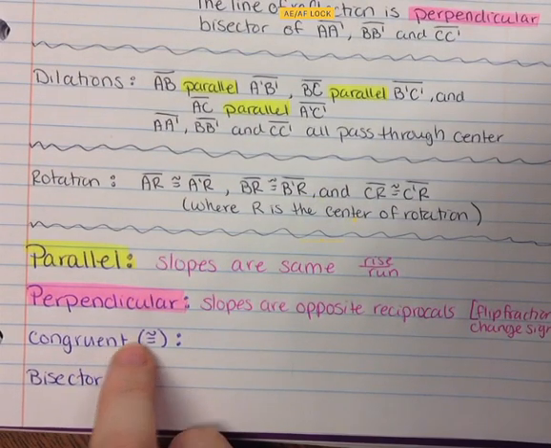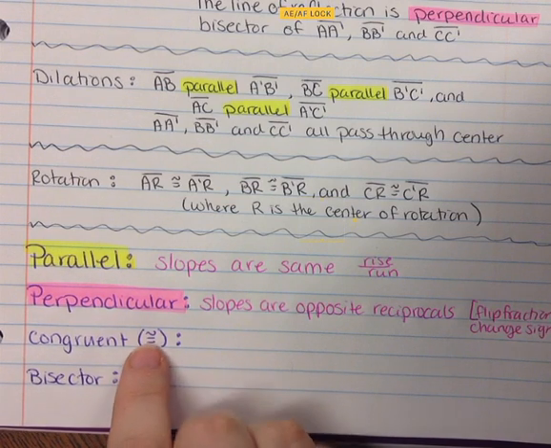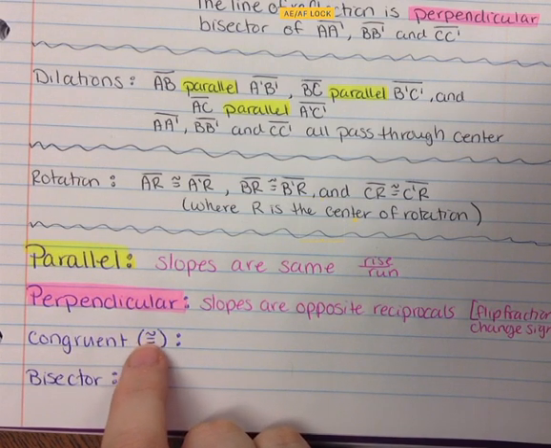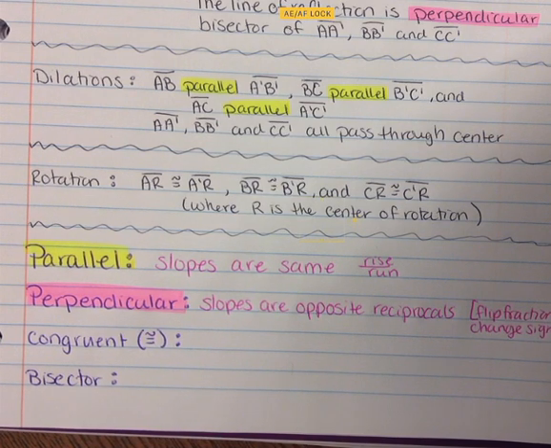We also have the word congruent, which we see the symbol as the equals with the squiggle on top. The equals is saying that they are the same size, and the squiggle means that they are the same shape. So this is an equal sign, and this is a similarity symbol. They're equal and similar, so it's same size and same shape.